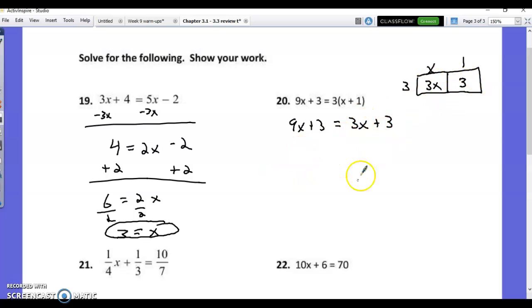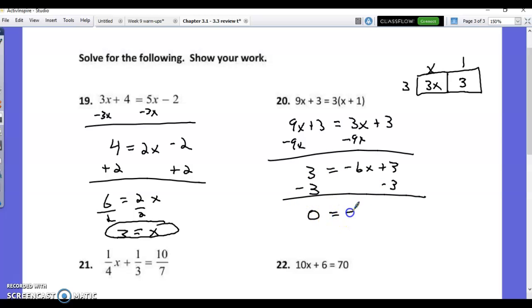Now I have to get variables on one side, constants on the other, so I guess I'll just start with, let's do this. Let's subtract 9x from both sides. I'm just going left to right. So this will be 3 equals negative 6x plus 3. Now I need to get the constant over here. Subtract 3 from both sides.